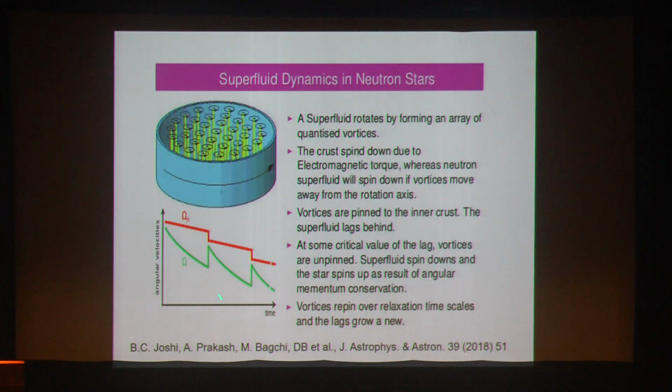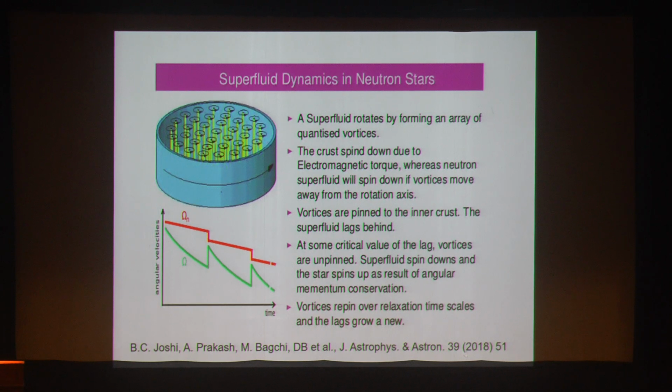Now this nuclear superfluid angular velocity cannot catch up with the star's angular velocity omega. So this difference is increasing, and there will be a critical lag when all these pinned vortices will be freed. They will give their angular momentum to the crust, and as a result, suddenly this neutron star will spin up. This phenomenon is known as the glitch phenomenon, and this happens in younger pulsars, not in old pulsars.